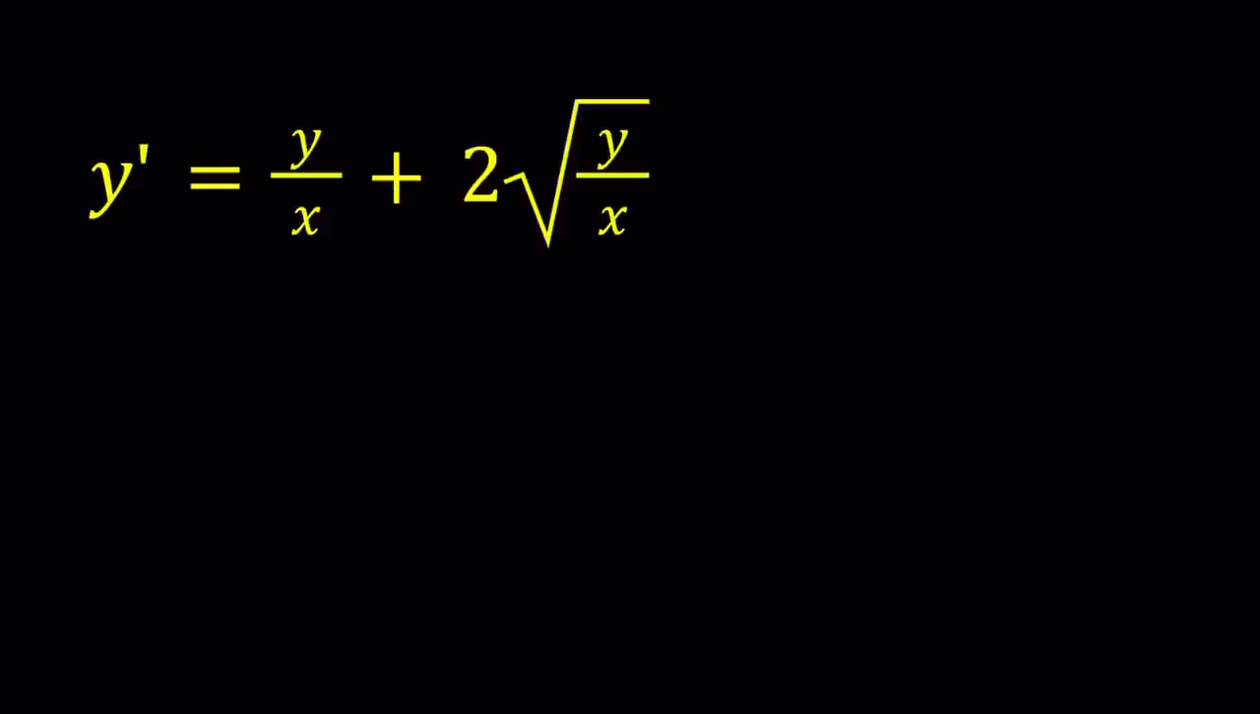So to simplify things a little bit, we can assume that x and y are positive, so that y over x is always going to be positive. But if x and y are both negative, then you can slightly modify the solution to fit the requirement.